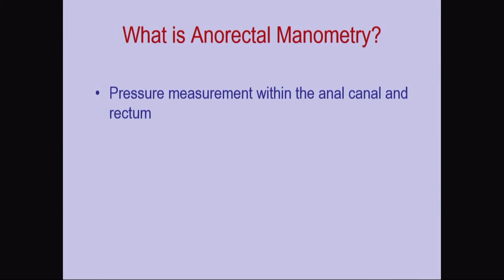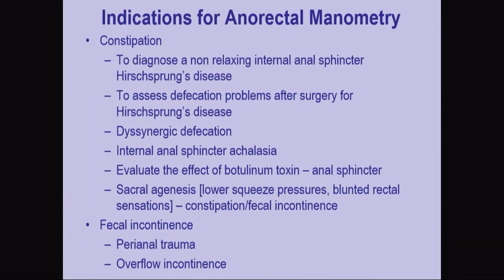What is anal manometry? It is when we measure the pressures within the anal canal and rectum. The commonest indication we get is for constipation, to rule out Hirschsprung's disease. We also get cases referred for diagnosing defecation problems after surgery for Hirschsprung's disease. If there's a child in whom you suspect obstructive defecation or dyssynergic defecation, then the manometry helps us.